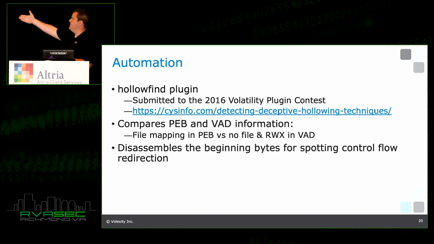This HoloFind plugin is one of my favorite submissions of all time to the contest. The researcher wrote the blog post that you see here, the detecting deceptive hollowing techniques. And then what they did is they went through every process hollowing malware there was back then, a lot of the early stuff. They debugged it literally instruction by instruction to see how they're manipulating memory. There's a bunch of screenshots. And then they wrote the HoloFind plugin that could catch all the forms back then.